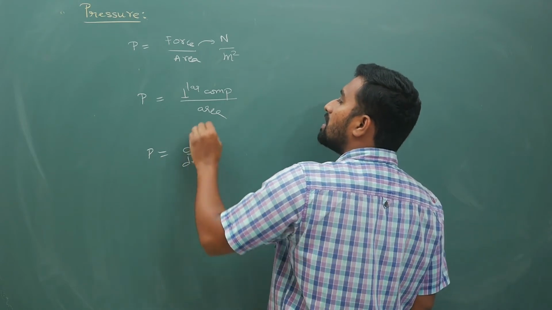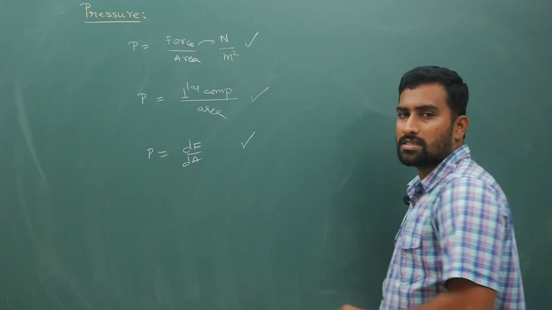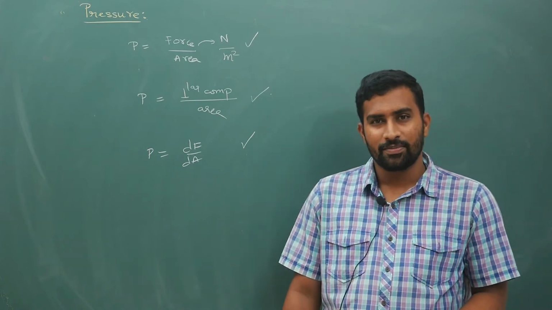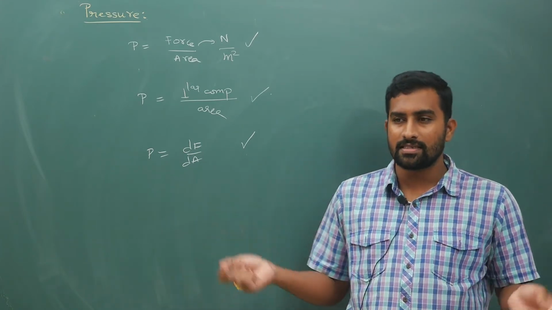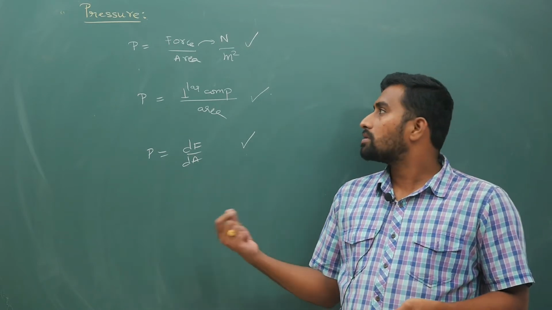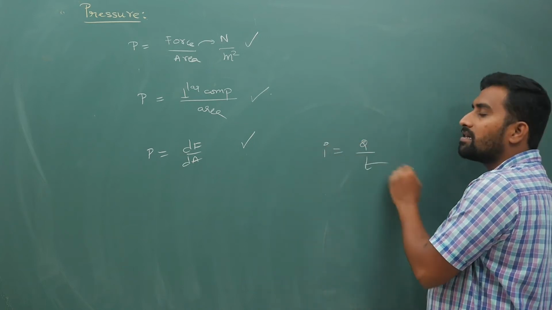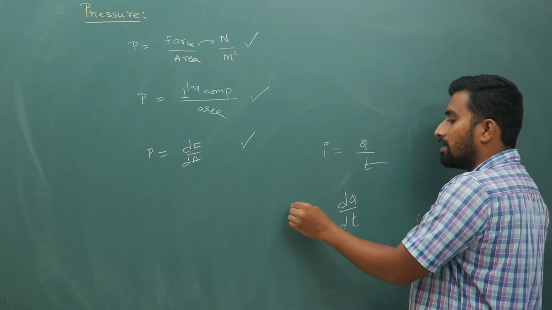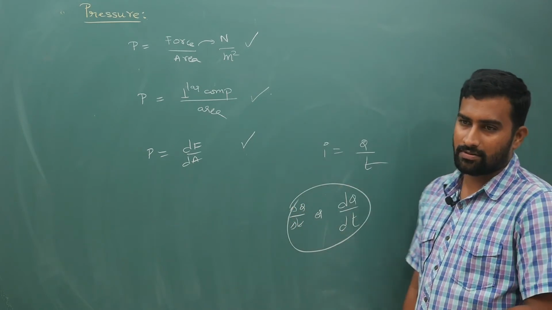Now in our typical Indian education system, nowhere does it give a proper definition. It keeps on changing. As you keep changing the classes, your definitions will keep changing. In school level, they will say current is charge by time. Later when they come to plus one, they will study this as dq by dt or delta q by delta t. In the end, something else will come once again.